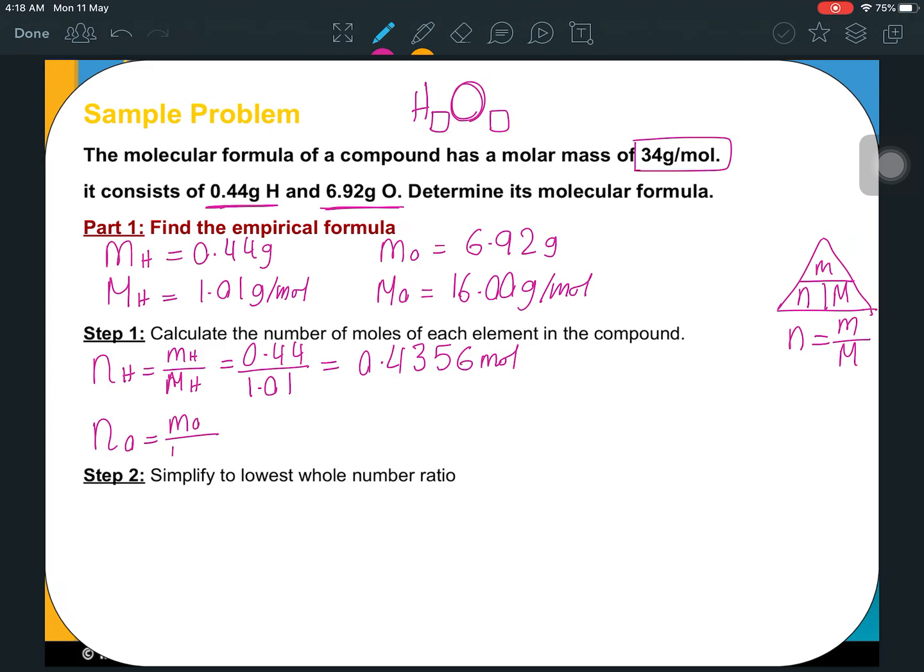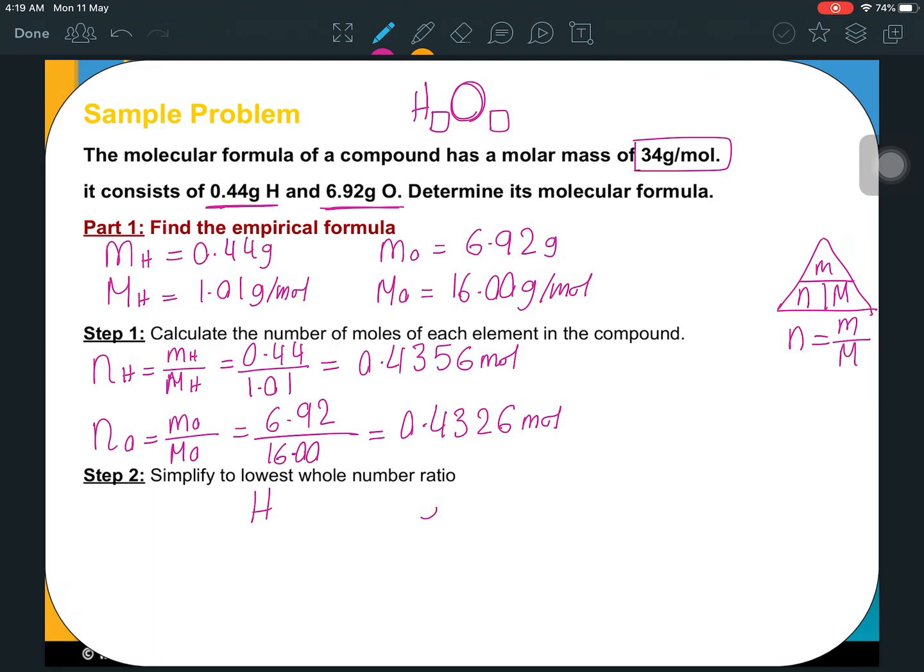And then the number of moles of oxygen is equal to the mass of oxygen divided by the molar mass of oxygen, which is 6.92 divided by 16.00, which ends up being approximately 0.4326 moles. Now we just have to simplify them to find our correct ratio.